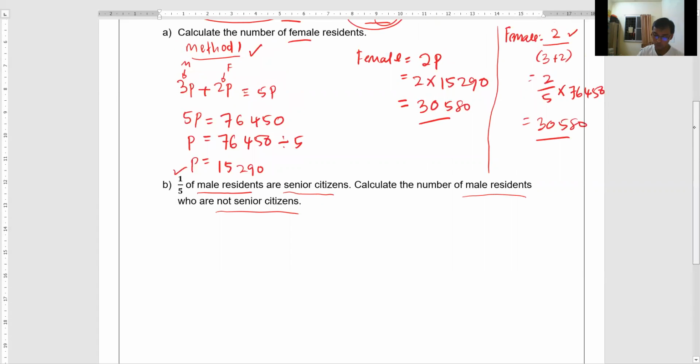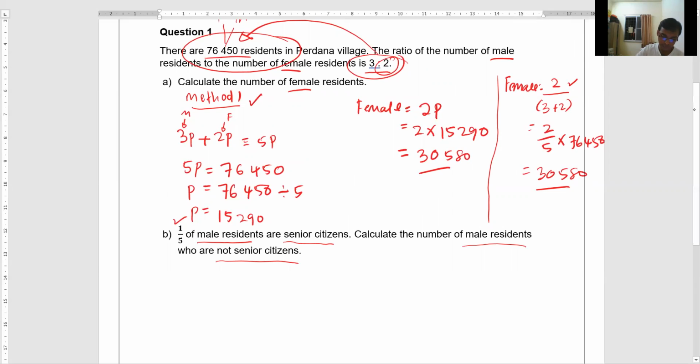So look at this. The first one, these are the total residents. Okay, 76,450 total, and the females are already this much. So you minus from here, then you already know how many males. So I put male. Then you take the total, 76,450, and minus the females, 30,580. So you will get 45,870. This is only for males.